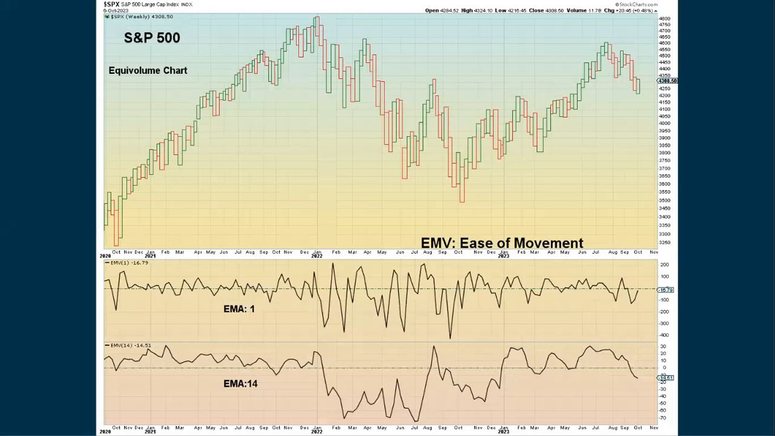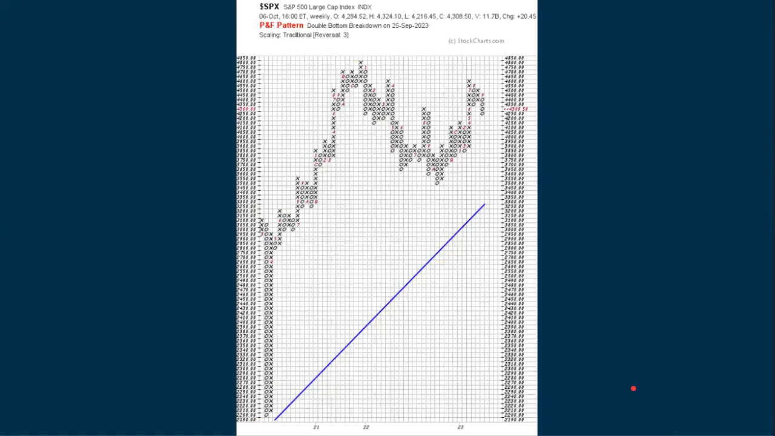The ease of movement really has two indicators. The top one is called equivolume, where it's green if it's up and red if it's down. The thicker the candle, the more volume went into that particular move. That's what we look at to get a graphical representation. Below, I follow mainly the 14-week moving average, where we're below zero and declining with the ease of movement. This is trying to measure the path of least resistance. Is it to the upside or to the downside? Right now it's more to the downside. We didn't have anything new that was drawn on the point and figure chart.